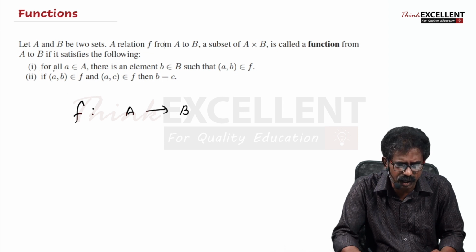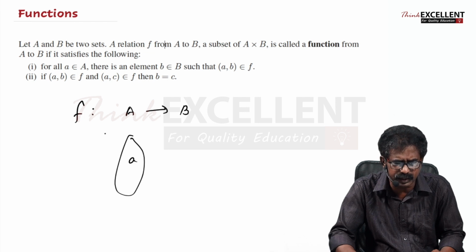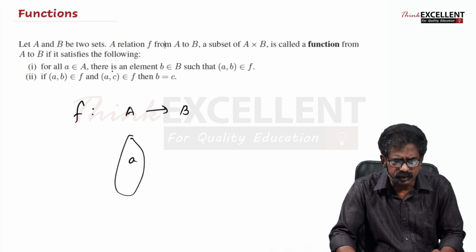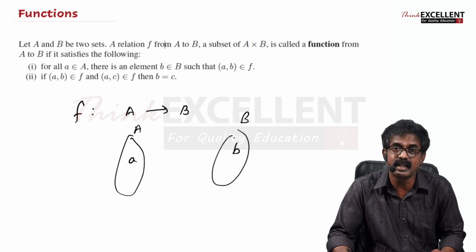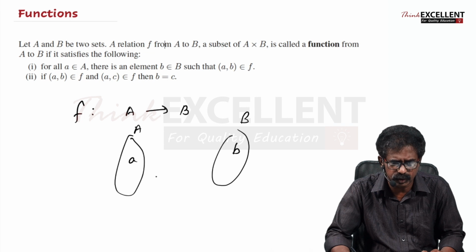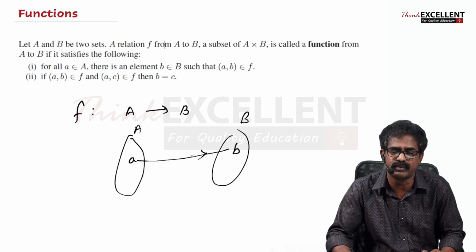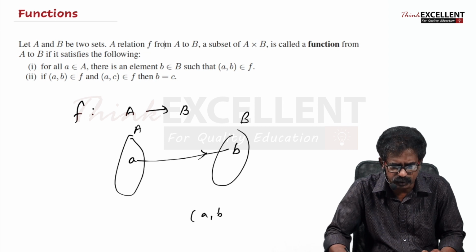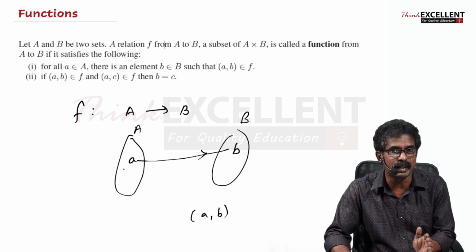You see, for all a belongs to A, A is a set, right? For every element a from A, there is an element b in the set B. For every element in A, you can find an element in B so that a is related to b under the relation F. So (a, b), so that the image of a is b. Every element of the domain must have an image.